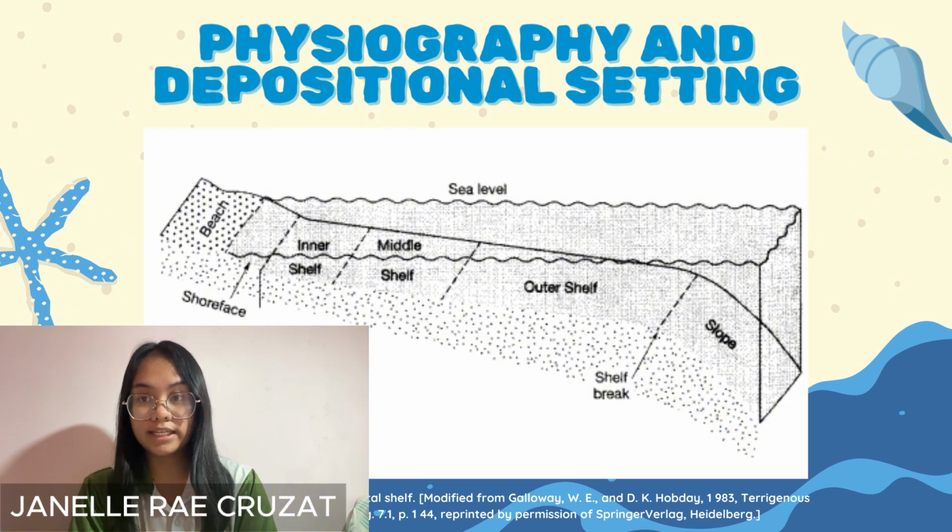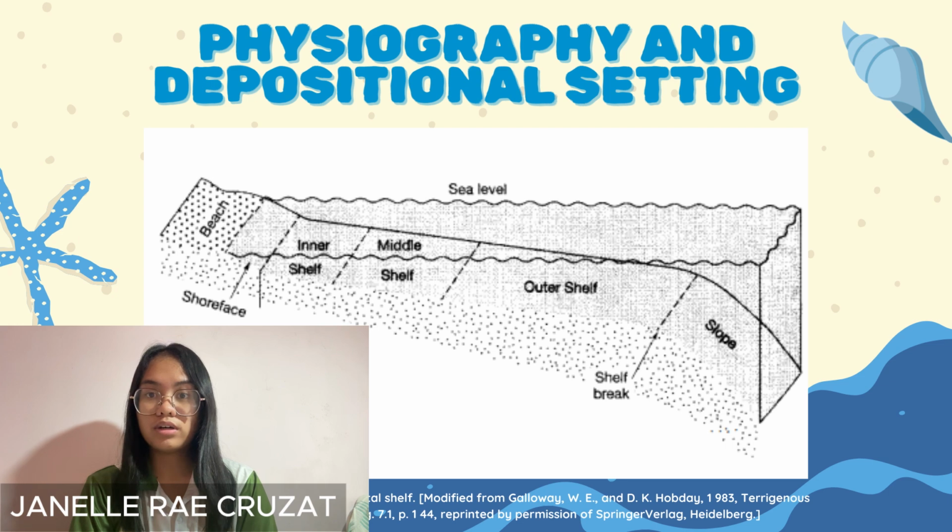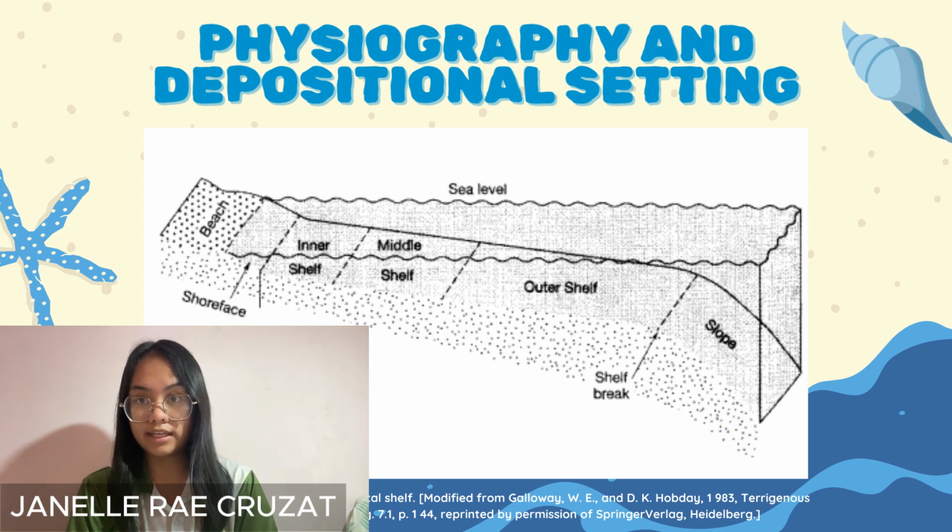But here's something interesting. Did you know that these boundaries can shift? They're not fixed in place. So when sea levels drop significantly, the inner and middle shelves might even be exposed as dry land. Can you imagine standing where the ocean used to be? And in some cases, the outer shelf could just be below the surface, covered by only shallow waters.